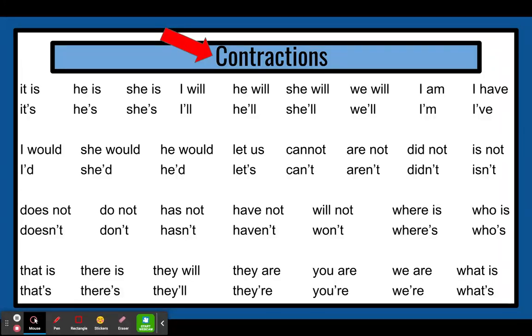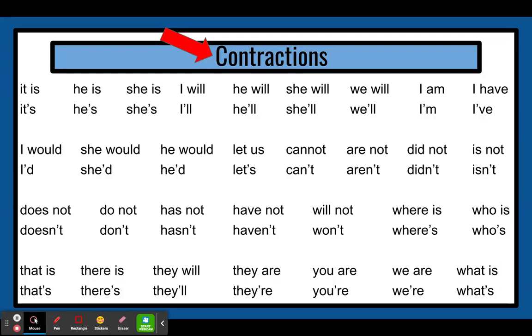It is, we put them together and we make a contraction. It's, and you see this apostrophe right here means that it's taking the place of a vowel, of a letter that got dropped. This letter I was dropped, and so we put the apostrophe as a place saver. So it is becomes it's. So instead of saying it is, we can say it's, and that is one word instead of the two words.